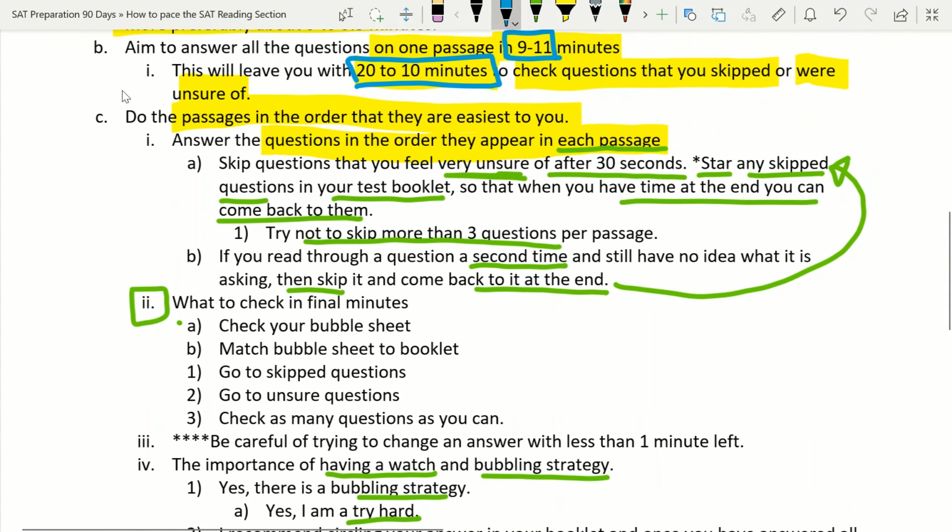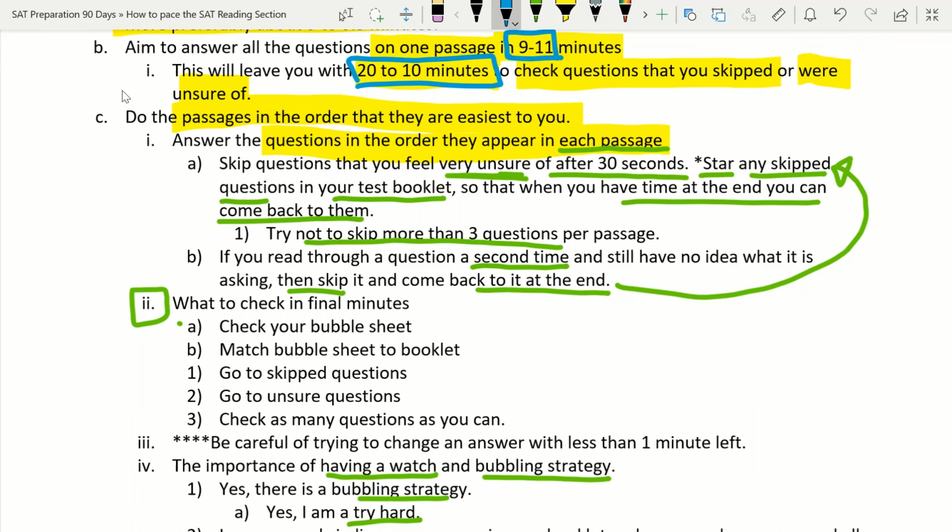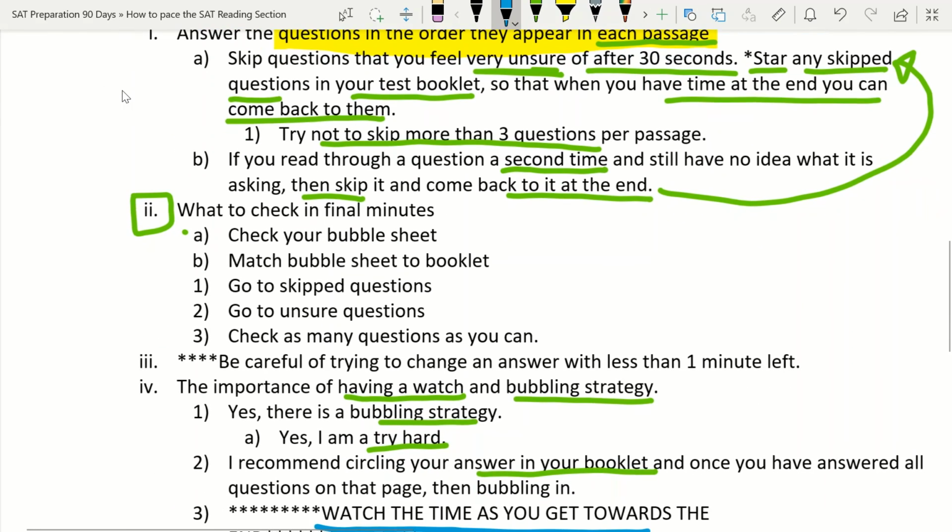Okay, so with that, now we can go back and talk about what to check in the final minutes of the SAT reading section. So the first thing I recommend doing is checking your bubble sheet and matching it to your test booklet. Like I said, you're going to answer your questions in your test booklet, but then you're going to have to transfer those answers into your bubble sheet, because your bubble sheet is what is actually scored with the SAT.